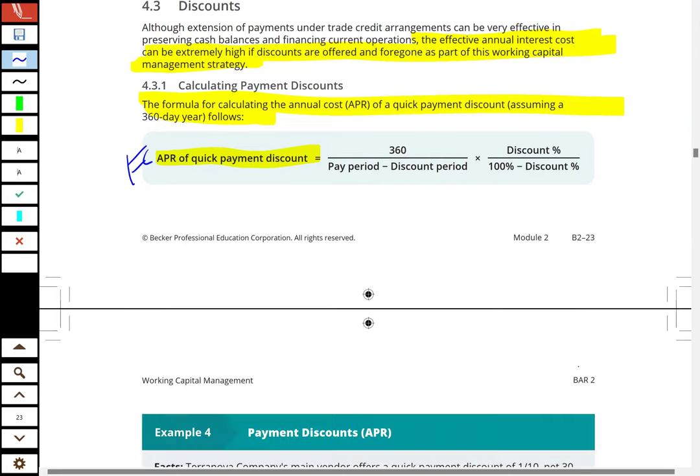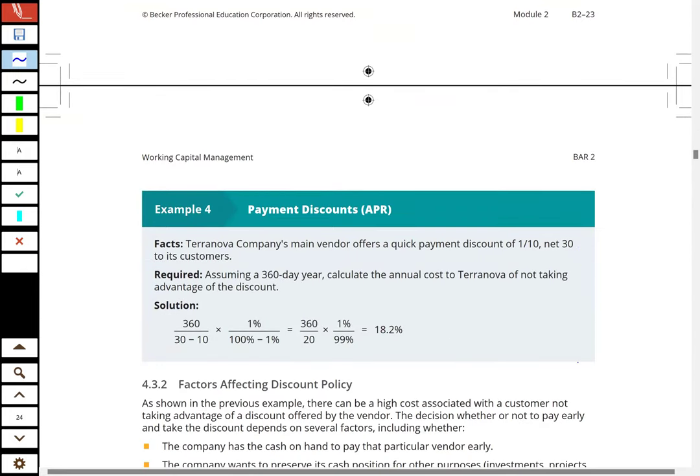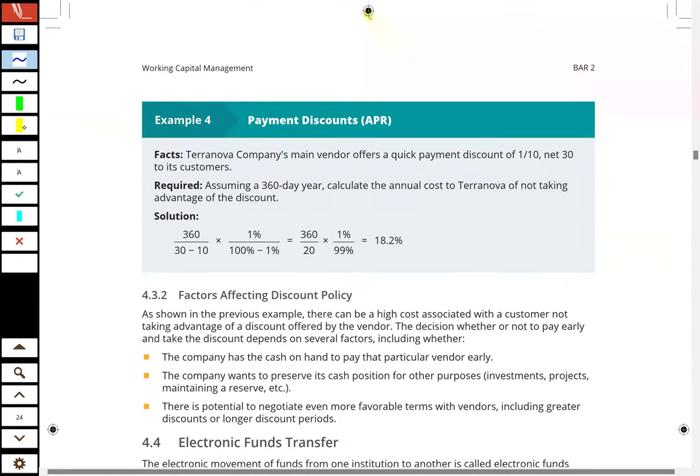Okay. So you come over and we have this example, the Trivana companies. Main vendors offer quick payment discount, 1/10 net 30. I know if you got this far, you know that that's a 1% discount if we pay in 10 days. Otherwise, we're going to have to pay the entire amount in 30 days. And just using the formula from the previous page, we go ahead, plug those in, and the annual cost of not taking a discount is 18.2%.